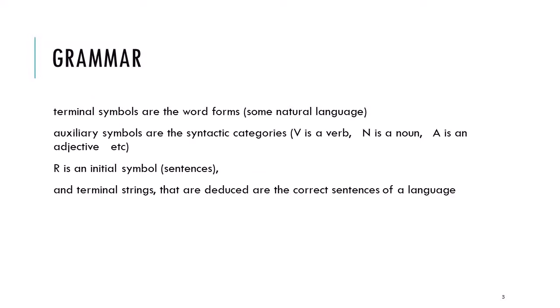By setting the grammar, we will say that the terminal symbols are the word forms of some natural language. The auxiliary symbols will be the syntactic categories: verbs, nouns, adjectives, and some others. R will be the initial symbol, the beginning of the sentence, and we shall use the terminal strings, which will produce the correct sentence of some language.